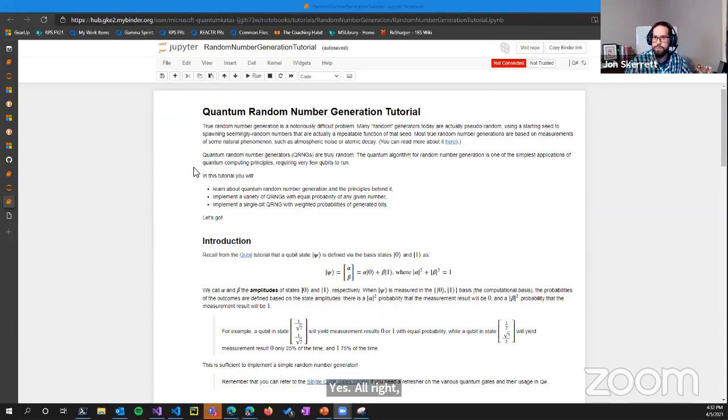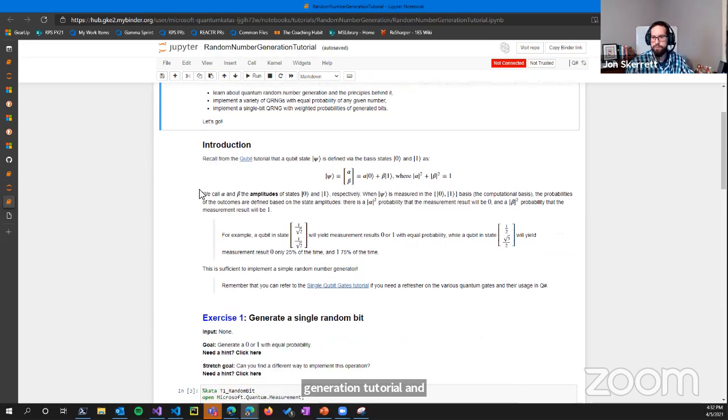All right. So we're back. And here's the Jupyter notebook for the random number generation tutorial. And this is what everybody else will see if they're following along. Here we've got some introduction that kind of covers exactly what we just went over.